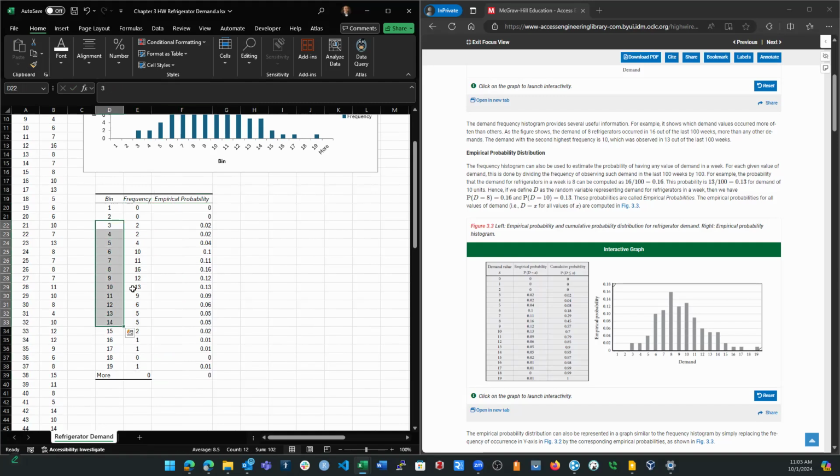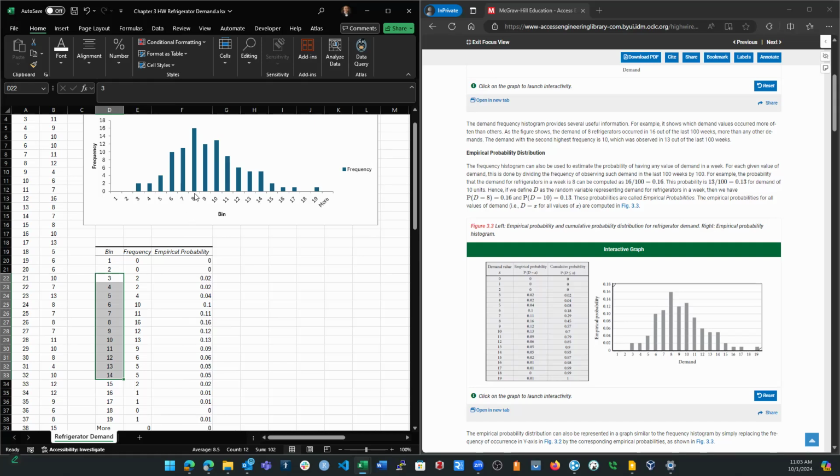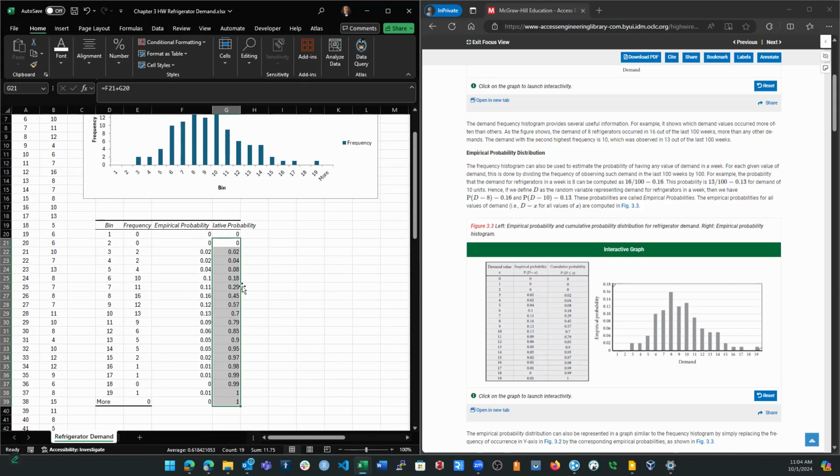Here's our bins. These are keeping track of how many times we have demand of 8, how many times we have demand of 10. And this gives us our empirical probability. Our cumulative probability is the cumulative. We're just going to add these together. So I'll take the cumulative empirical probability and I will add that up. And that should equal basically 100% once we're all done.